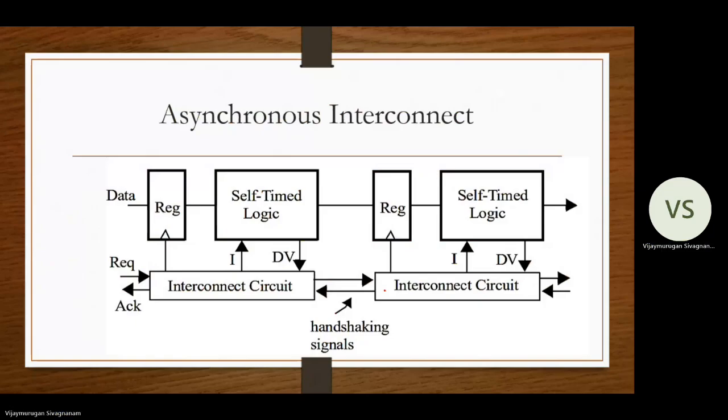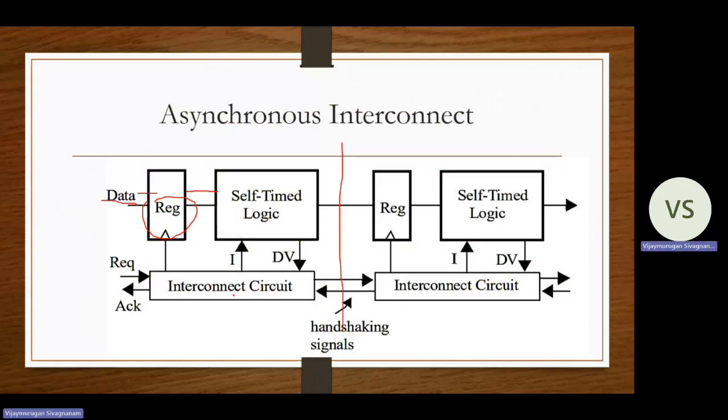So this is the interconnection block diagram. In this block diagram, we have two registers and self-timed logic. It's one module, it's another module. This is the input data. This input data is supplied to the register. After getting the clock frequency, the register samples the input data. After sampling, the data is passed to the self-timed logic. DV is the valid data. I is used if you want to supply a new value. Through I, we apply the new value here.